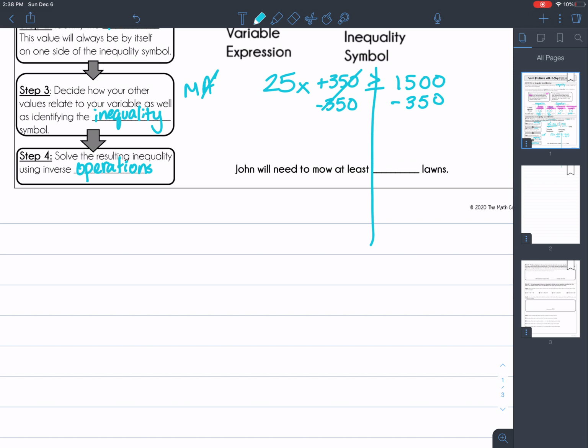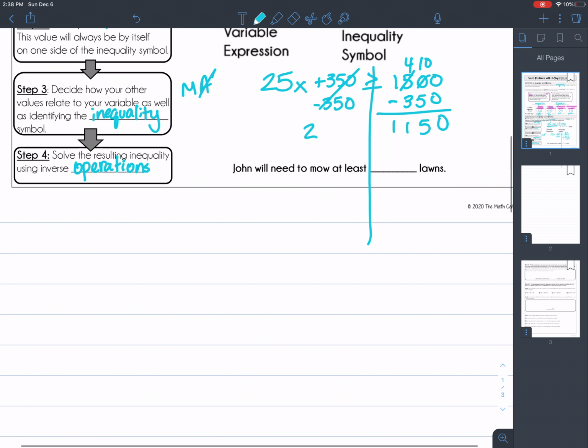This cancels out. This right here won't cancel out, but it'll give me a different value. 10 minus 5 is 5. 4 minus 3 is 1. Now we have 1150. So once we take off the savings of $350 that he already had, now we know that he has to make $1,150 just mowing lawns.